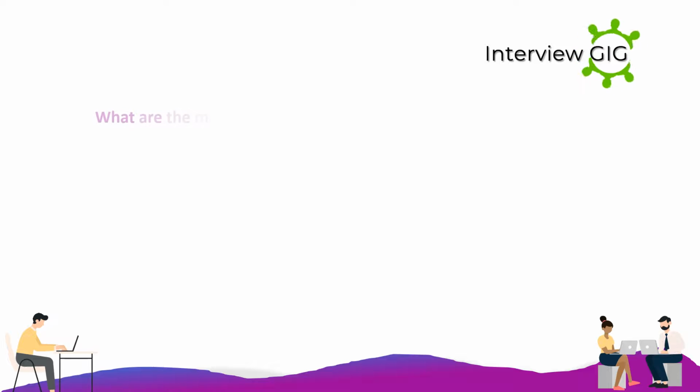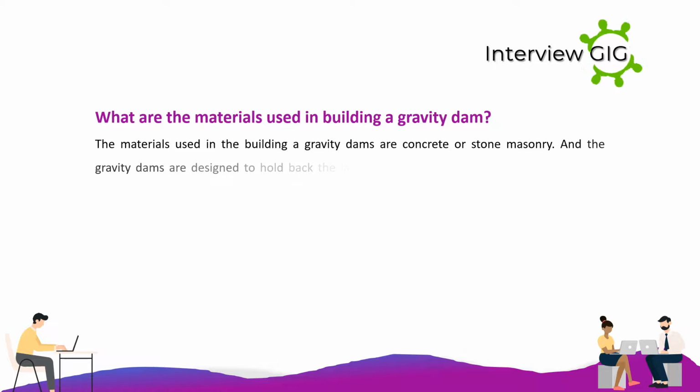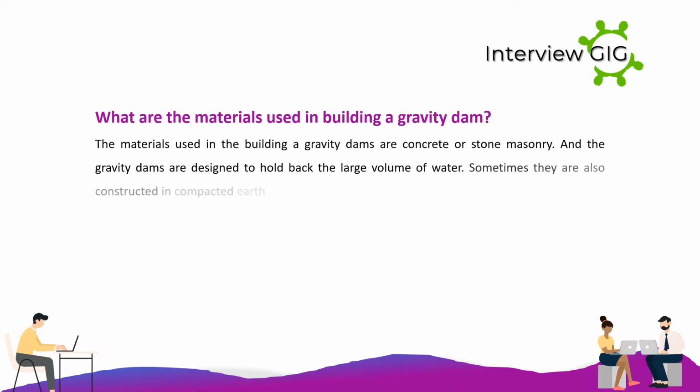What are the materials used in building a gravity dam? The materials used in the building of gravity dams are concrete or stone masonry. And the gravity dams are designed to hold back a large volume of water. Sometimes they are also constructed in compacted earth.